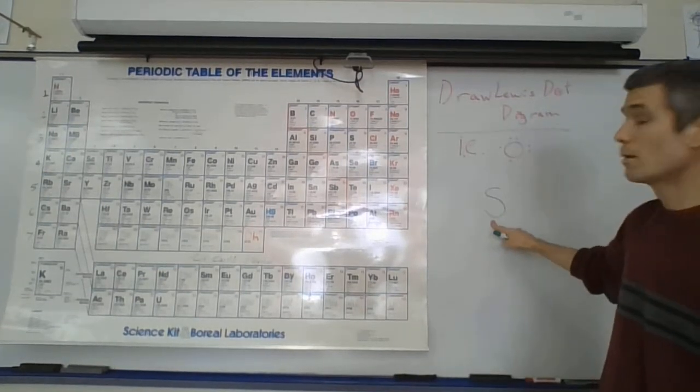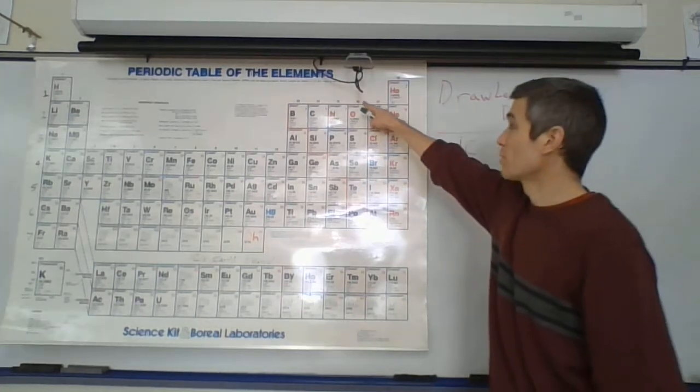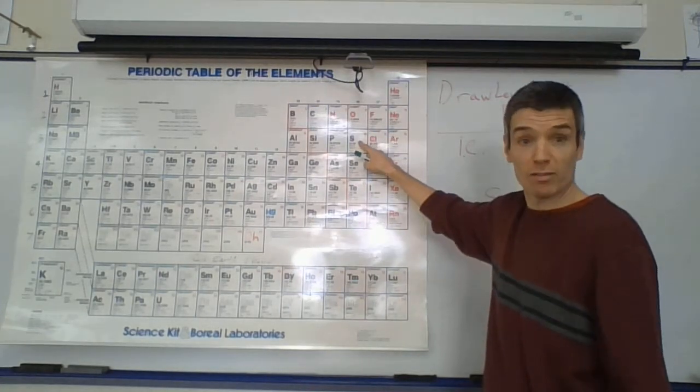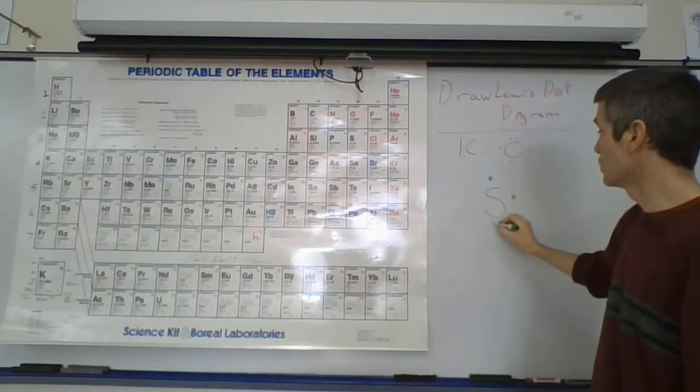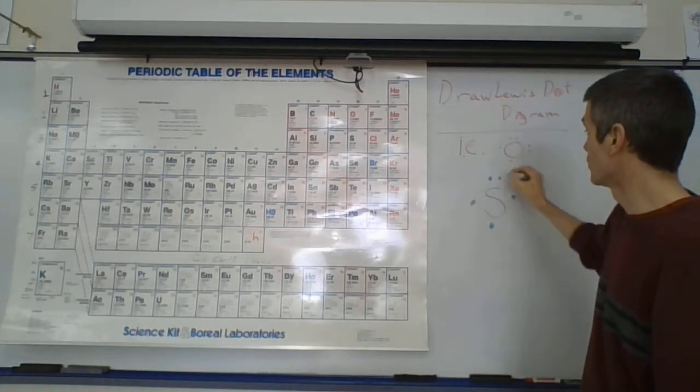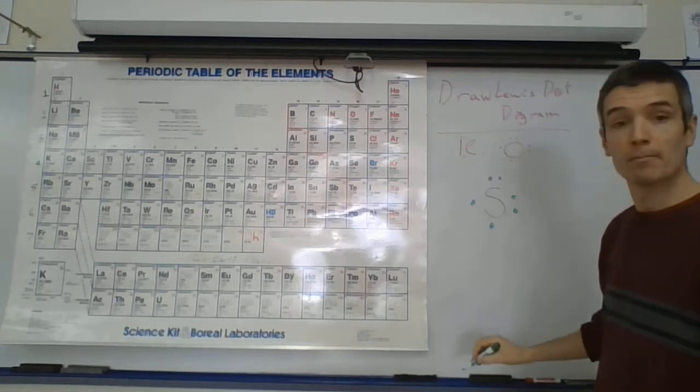Sulfur. How would I draw it? Sulfur is in group 16. It's going to have 6 valence electrons. So 1, 2, 3, 4, 5, 6. All right?